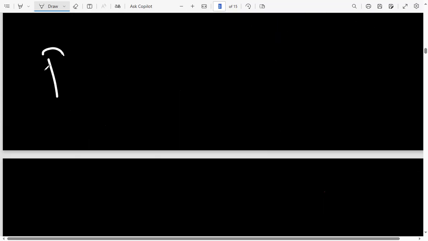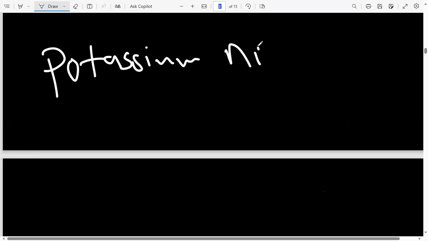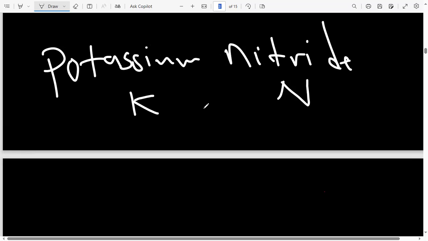All right, so the next one now, we are naming this guy. I mean, we are coming up with the chemical formula for this guy. This guy is called potassium nitride. Okay, so potassium nitride is just a combination of potassium and what? Nitrogen. So we need to know the valence of this one, or the charge that it forms when it becomes an ion. Even this one, the same.